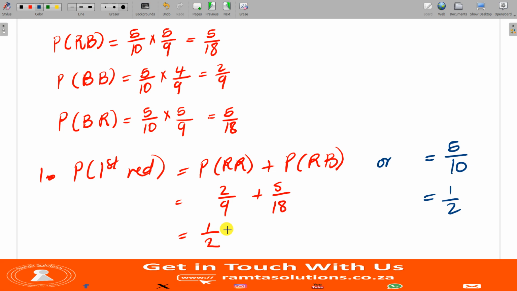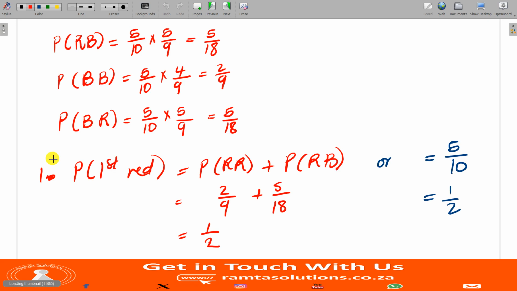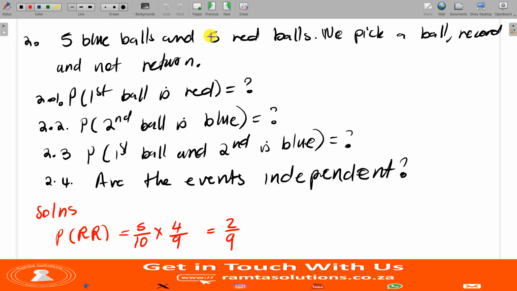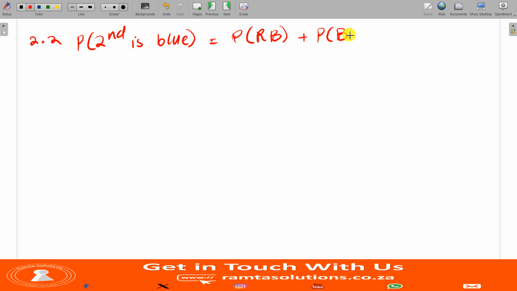It's okay, right? Now 2.2. It wasn't 1, eh? It was 2.2. Let me check what he said there. This is 2.1. So 2.2, the question was saying, what is the probability that the second ball is blue? We can say it's probability of red, blue, plus probability of blue, blue, right?